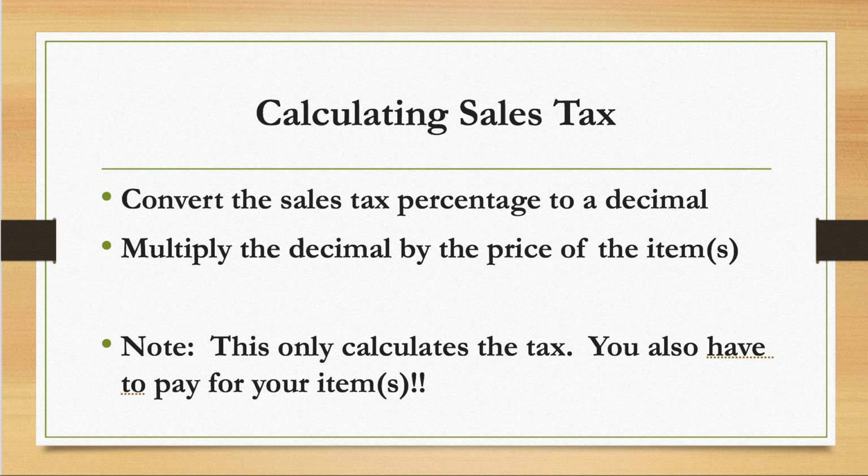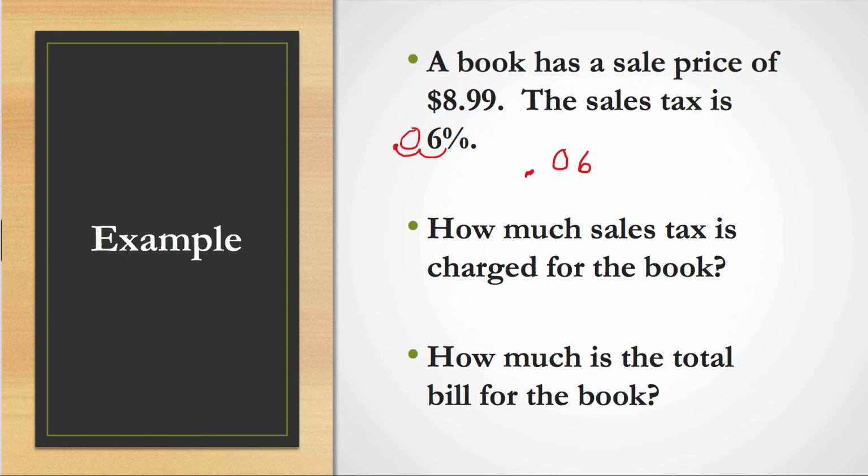Okay, so that first part's done. The second part says multiply the decimal by the price of the item. So I'm going to take that 0.06 and multiply it by the price of the item, 8.99. I'm going to type that in my calculator. And that gives me 0.5394.